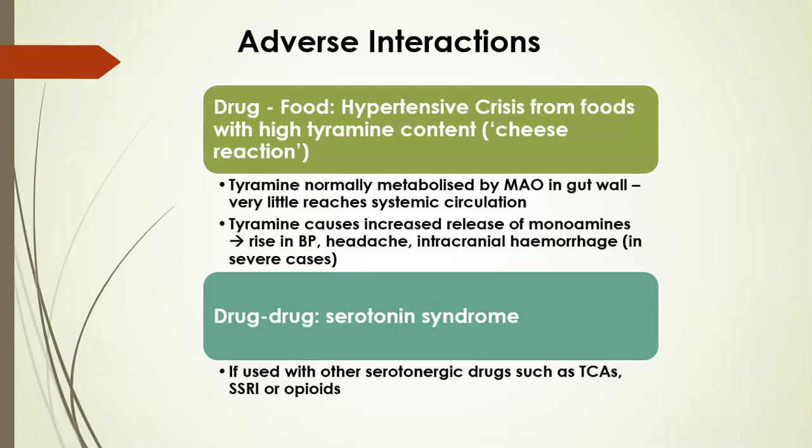circulation. So if you block the MAO, the tyramine now reaches systemic circulation, and it causes an increased release of monoamines. So they sort of bump out the monoamines from the presynaptic neurons into the synaptic cleft. For this reason, you can see a rise in blood pressure, giving rise to symptoms like headache, causing intracranial hemorrhage in severe cases. And on top of that, any drug that can enhance monoamine transmission can cause serotonin syndrome.